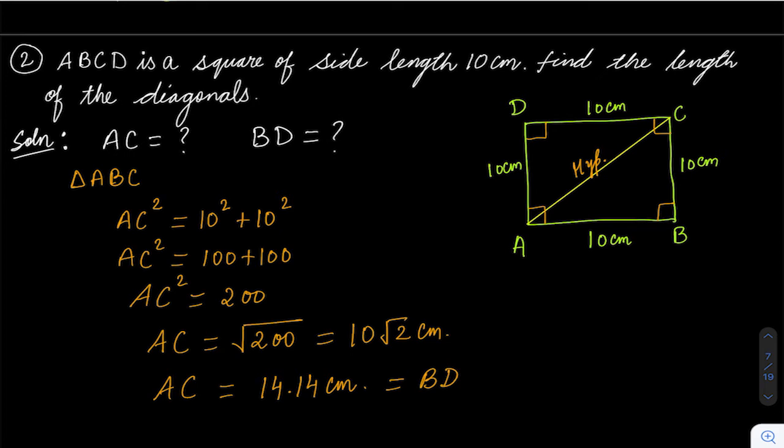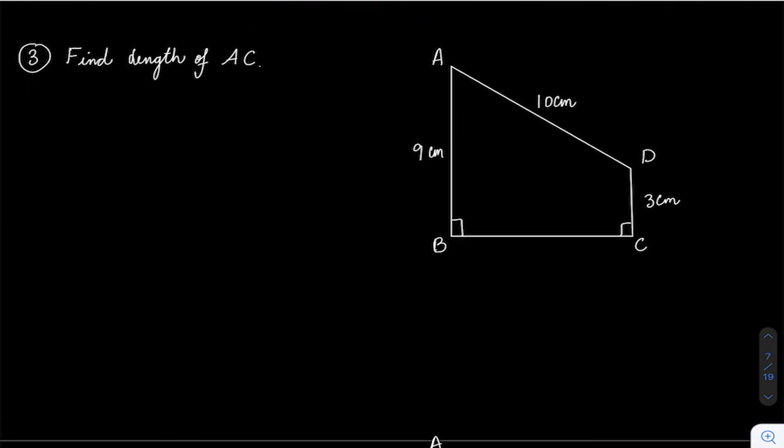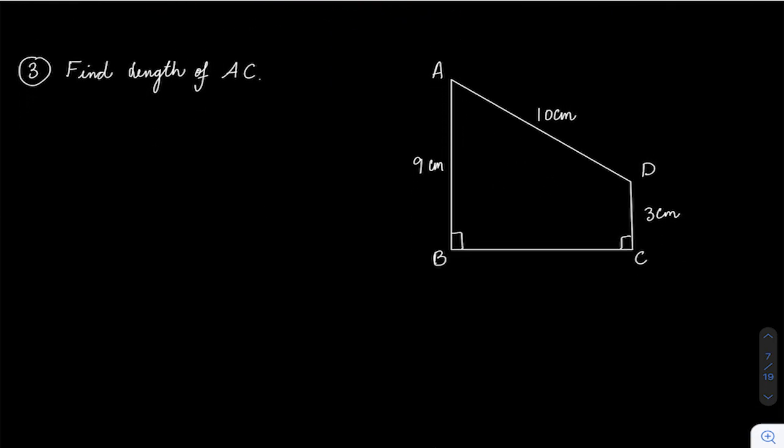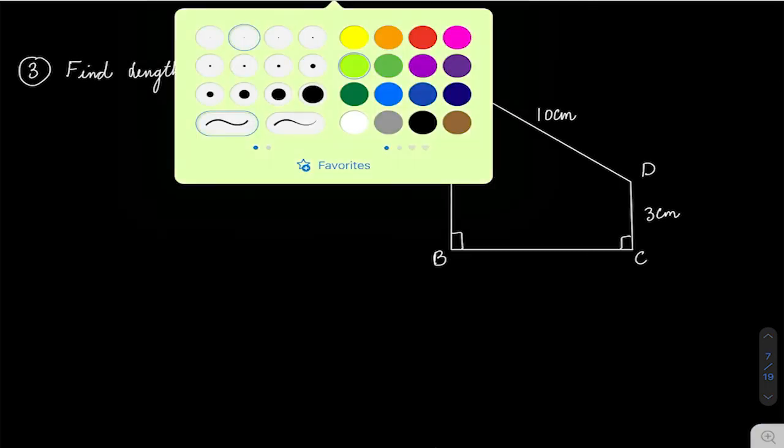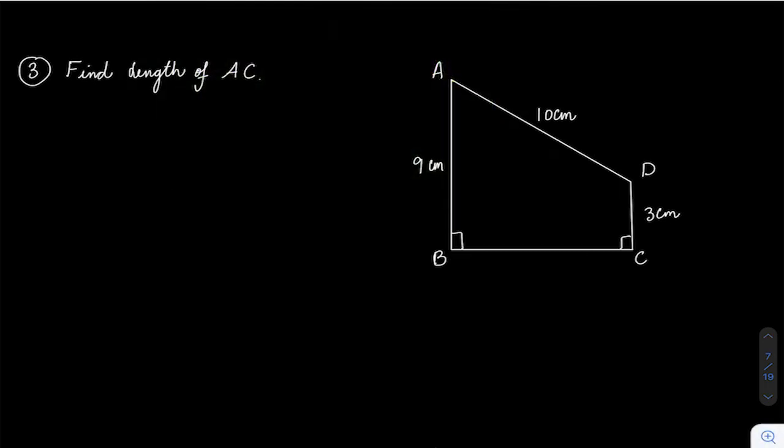Okay, so let's go to another problem. Now we have this quadrilateral ABCD. AB length is given 9, AD is given as 10, CD is given as 3. So we have to find the length of AC. Where is AC? So first I think we need to draw AC. So let's connect A and C. Okay, so this is my AC.